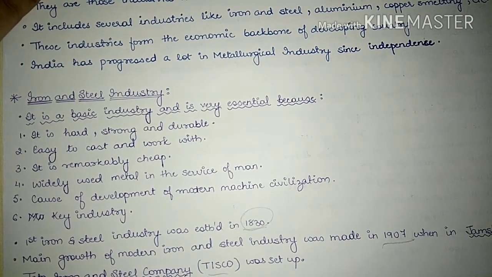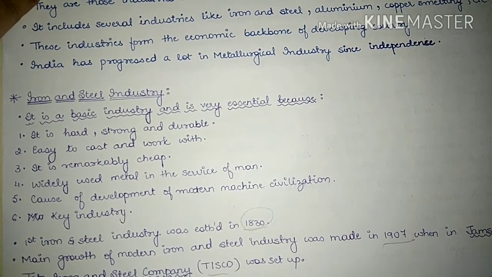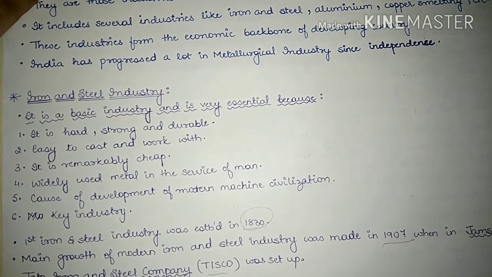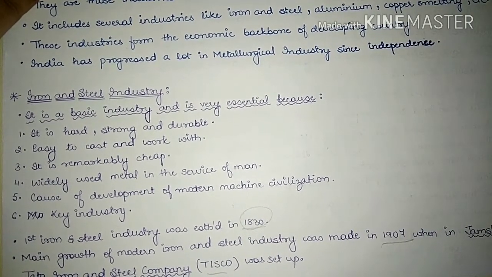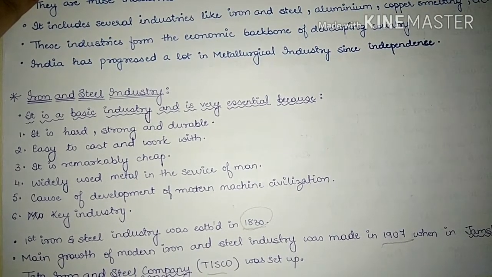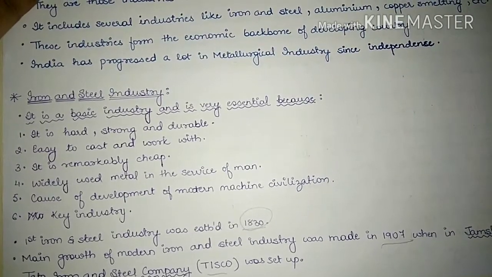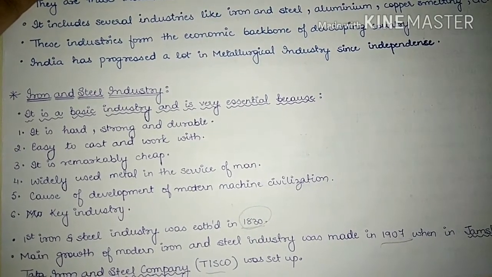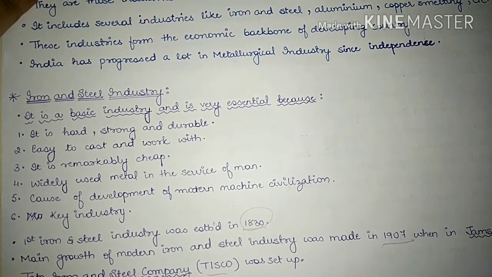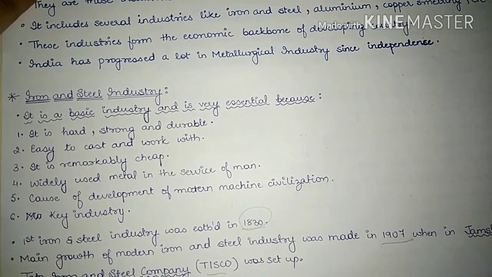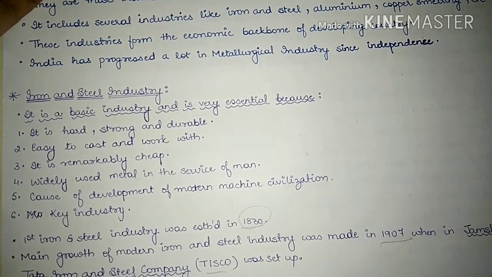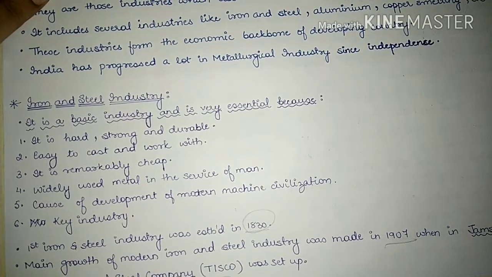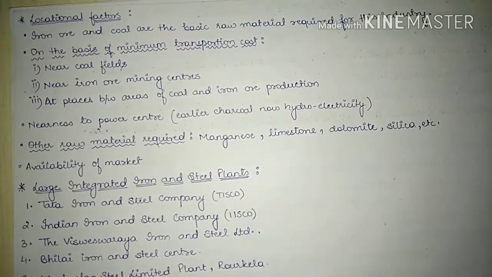After that, the Indian Iron and Steel Company, that is IISCO, was set up in 1919 at Burnpur, which was followed by the Mysore Steel Works at Bhadravati, and now this Mysore Steel Works is known as Visvesvaraya Iron and Steel Works. Likewise, one after the other, the manufacturing industries of iron and steel were set up in the 20th century.